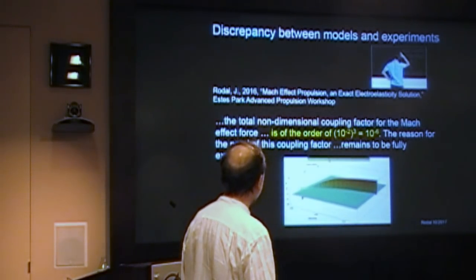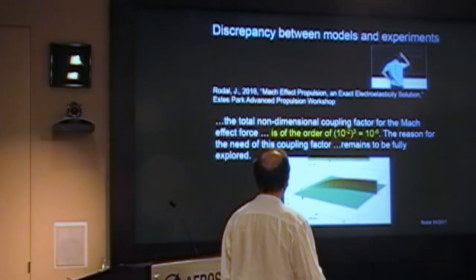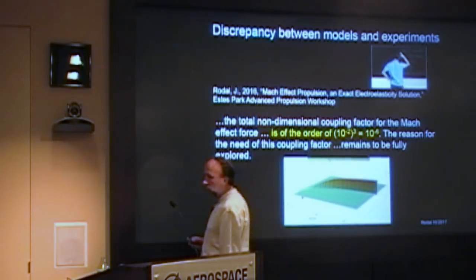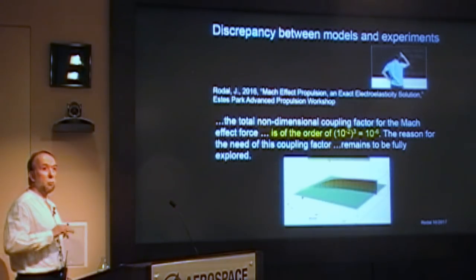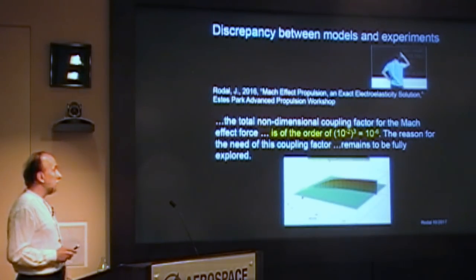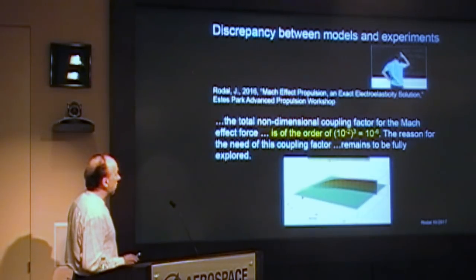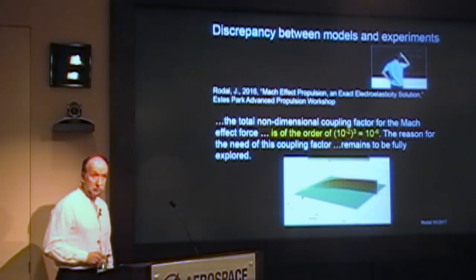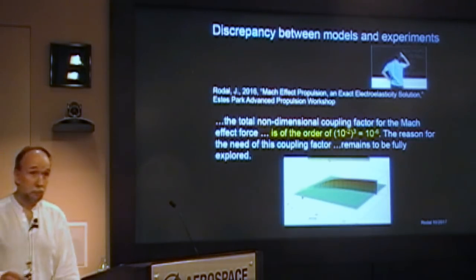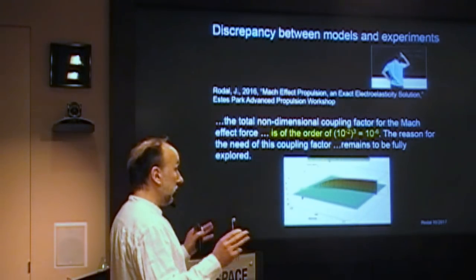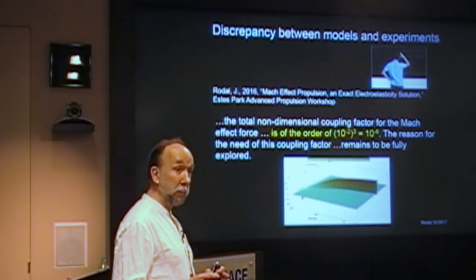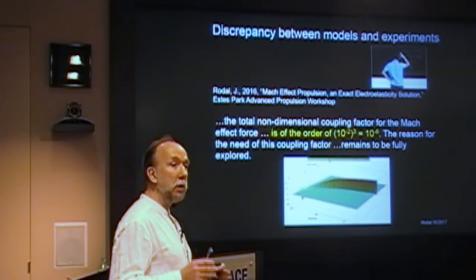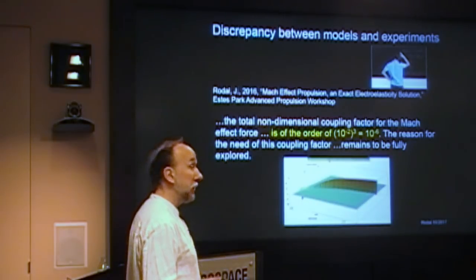And last year at the ESTES conference, I presented an exact solution of a 2-degree of freedom model, which matched a number of aspects. For example, what the behavior is as you change the mass of the brass or the mass of the aluminum, other things. But there was one big problem, which is that I had to use a coupling factor of 1,000,000 times in order to match the experimental results. Again, in other words, the theory going from the second derivative of the local mass with respect to time predicts forces that are 1,000,000 times larger than what appears in experiments.